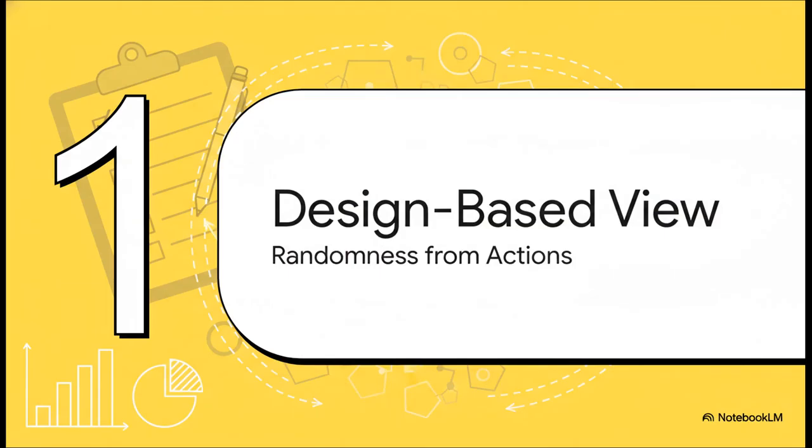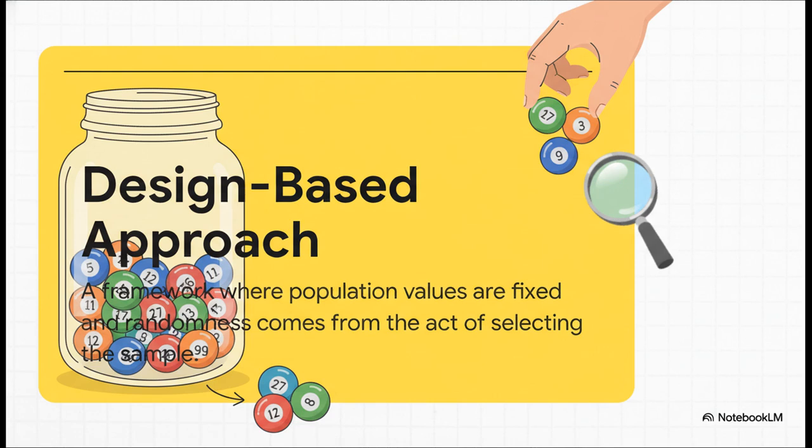Okay, first up is what we call the design-based view. The key idea here, the randomness comes from our actions. Think about things like survey sampling or official government statistics. This is their bread and butter. So picture this. You've got a big jar of marbles, and every single marble has a number written on it. In the design-based world, those numbers are set in stone. They are what they are. The only thing that's random is which marbles you happen to grab.